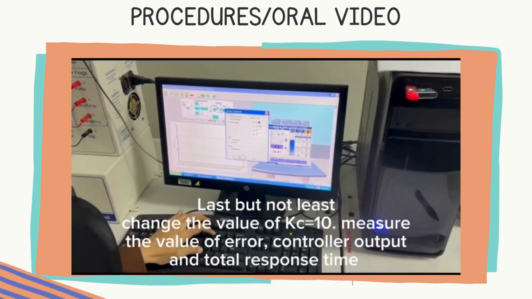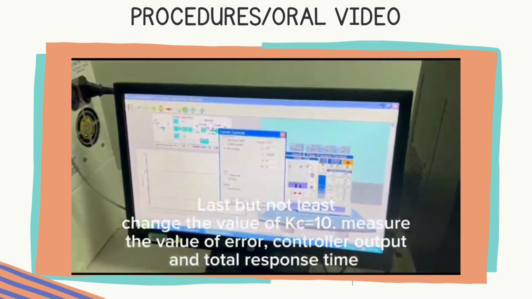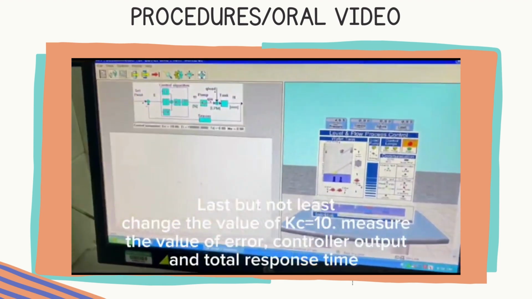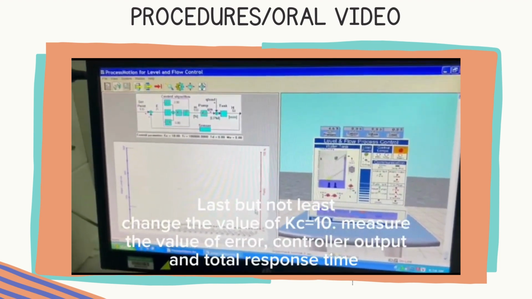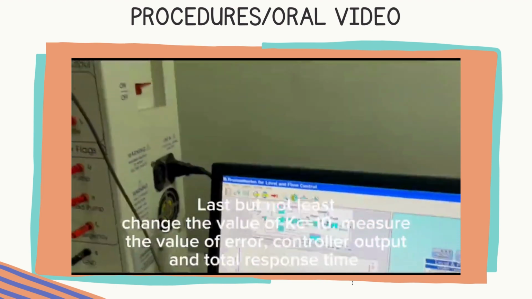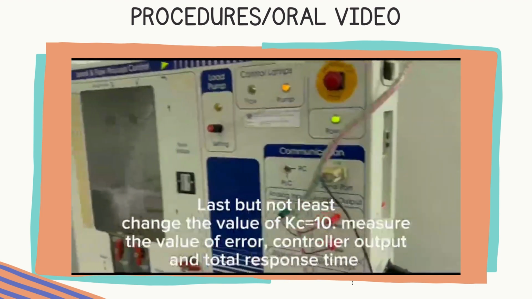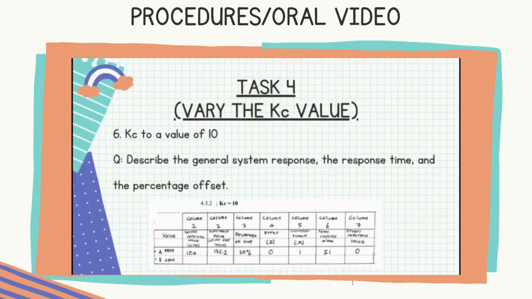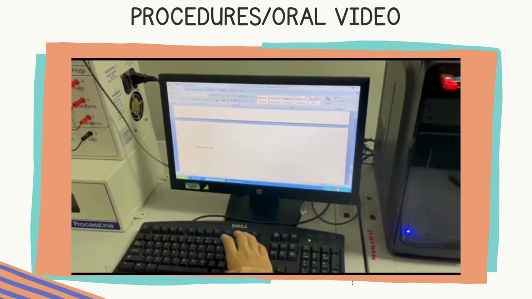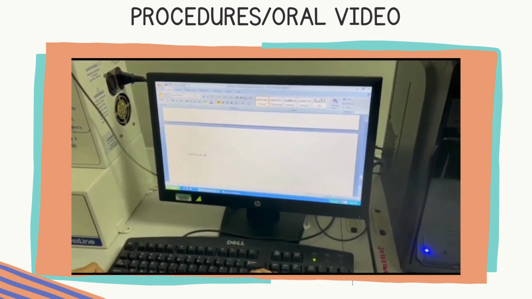For the last step in task 4, we need to change the value of KC to 10 and measure the error, control output and total response time as the final finding result for this experiment. Last but not least, this is the result when the value of KC is equal to 10, using the same condition with valve A and valve B open.